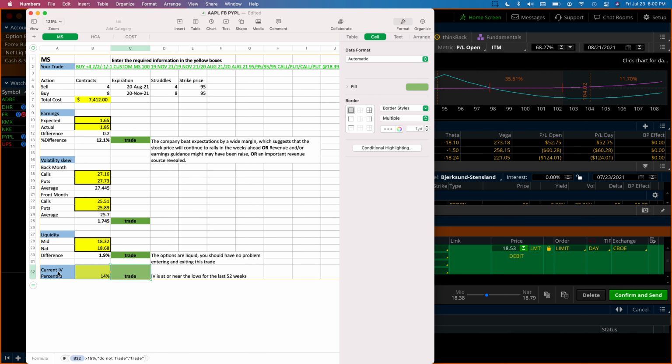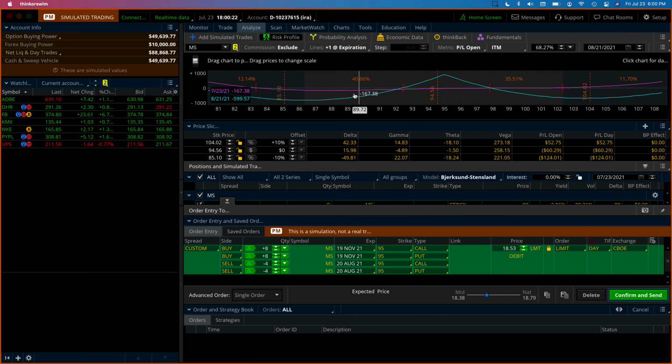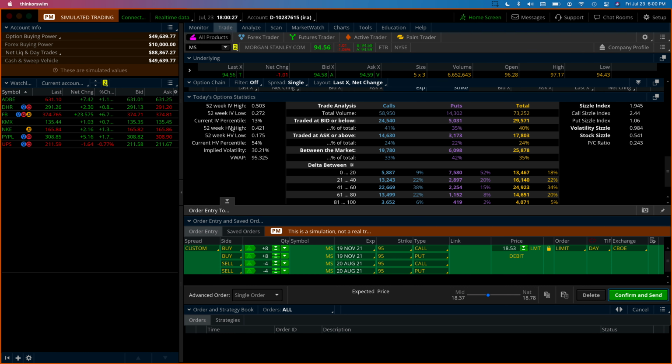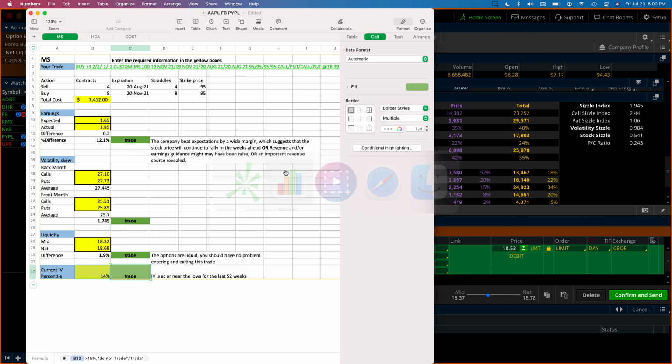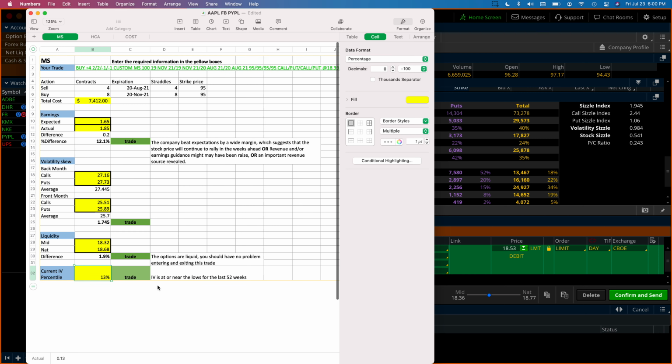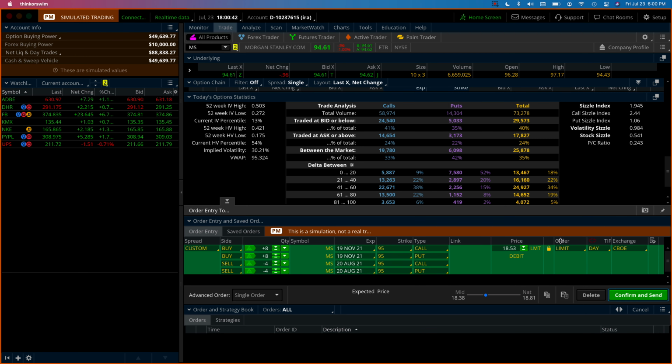And then the current IV percentile should be less than 15%, and it is. To get that, go to the trade tab and scroll down until you see here current IV percentile is 13 now. So that's great. That means it's dropped a little bit since I did this. And then I'm saying here I'm ready to go with Morgan Stanley. Okay, so you're gonna place the trade, unlock here, and you are here at the mid. Okay, if that doesn't fill, then you raise your bid until it gets filled.